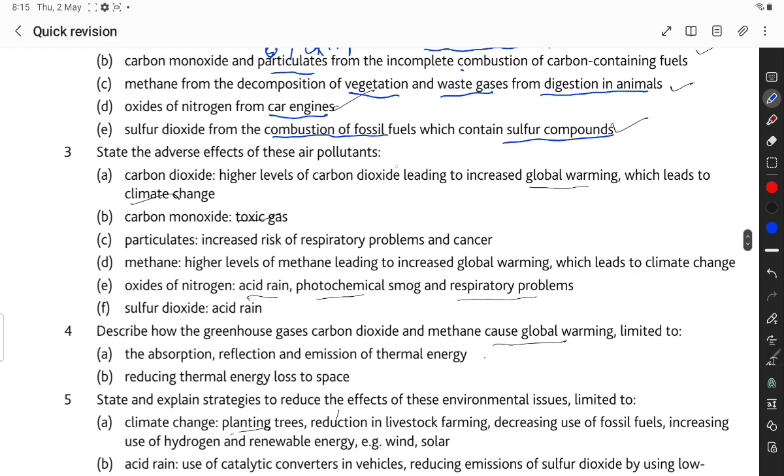State the adverse effects of these air pollutants. Carbon dioxide: a higher level leads to increased global warming, which leads to climate change. Carbon monoxide is a toxic gas. Particulates, CxHy, or solid carbon: increased risk of respiratory problems and cancer. Methane: a higher level leads to increased global warming, which leads to climate change. Oxides of nitrogen: acid rain, photochemical smog, and respiratory problems. Sulfur dioxide: acid rain.